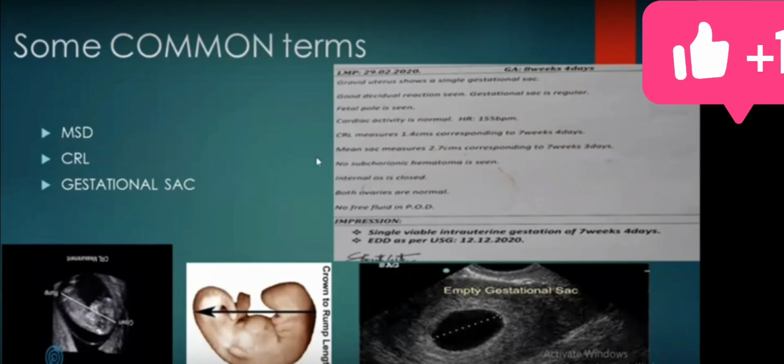Next, in a USG report we can see CRL, that is crown rump length. This measurement is taken as crown rump length. This area will develop into the future head. So we can see in a report 'single viable intrauterine gestation'. In every report, it will be clearly mentioned that it is an intrauterine gestation. If a gynecologist misses an ectopic pregnancy, it is considered very bad for an obstetrician.